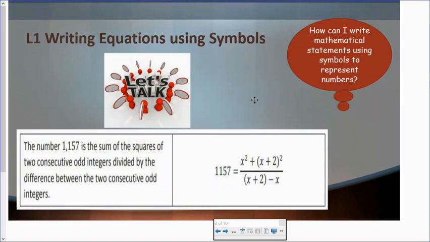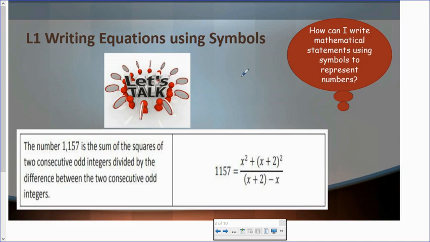So for our very first lesson, we're going to be looking at writing equations using symbols. Our LEQ question would be, how can I write mathematical statements using symbols to represent numbers? So before we get started, let's go ahead and look at some vocabulary. That's just going to be a refresher to help us through this lesson.